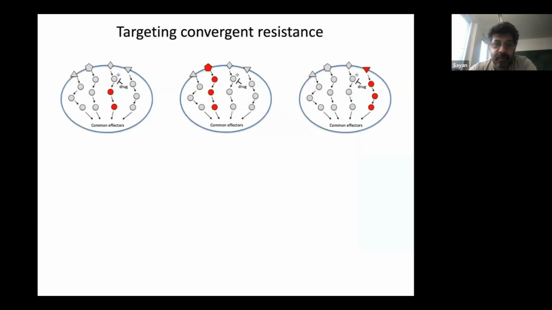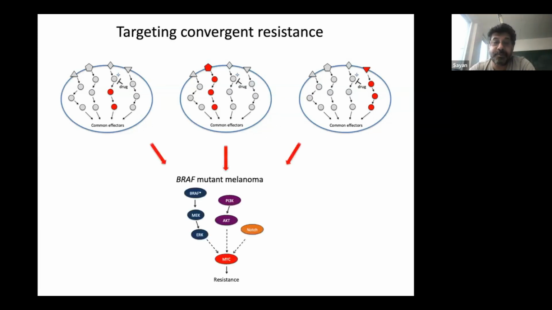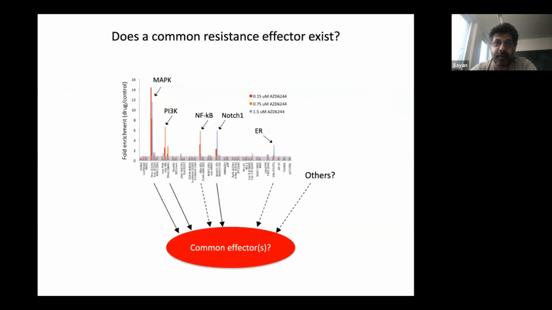And so this becomes a problem, right? So how do we think about targeting it? Are there common effectors that we can target? Is there something that the drug can get at? So in the question of BRAF mutant melanoma, right, one may think that there might be a common effector, and that's MYC. But the question is, how do we know that, and how do we test that?